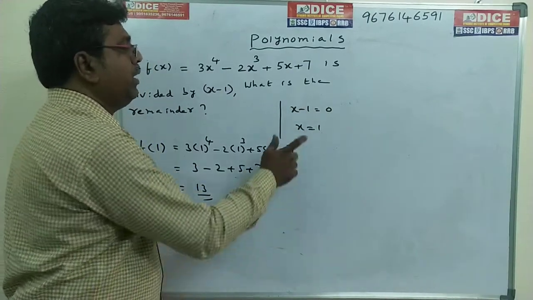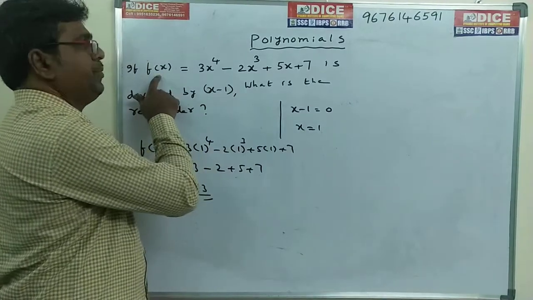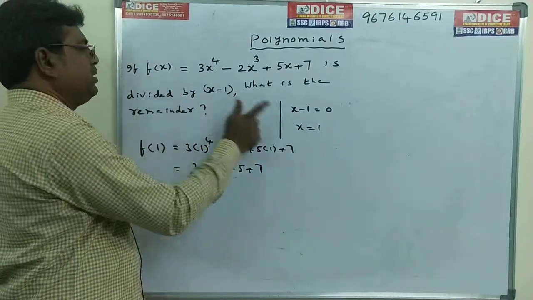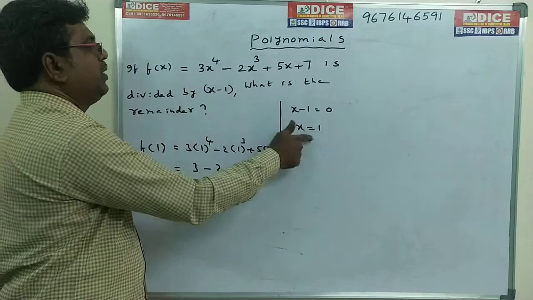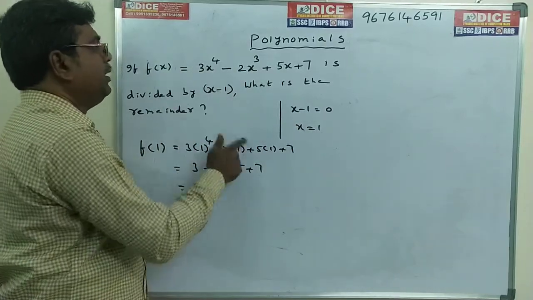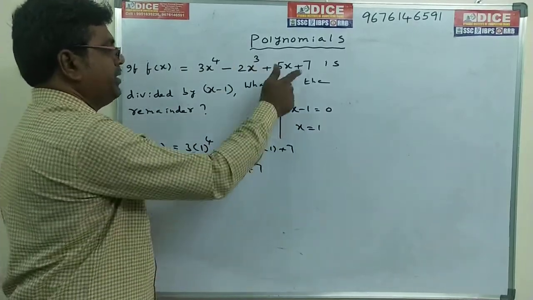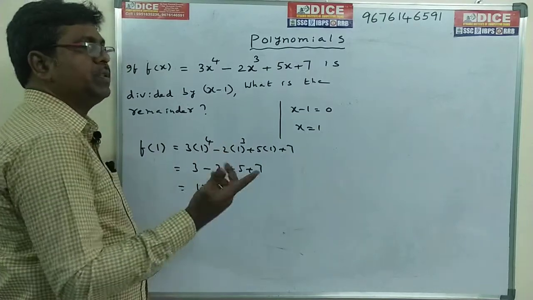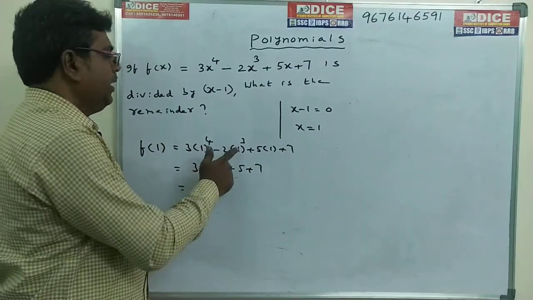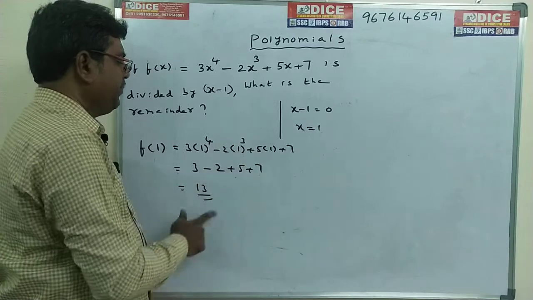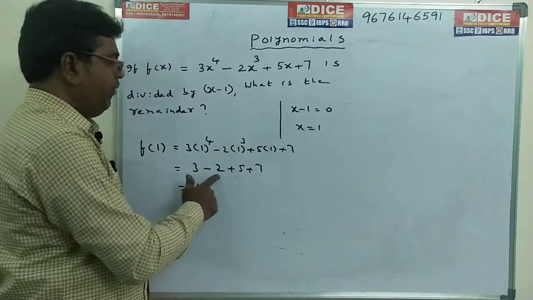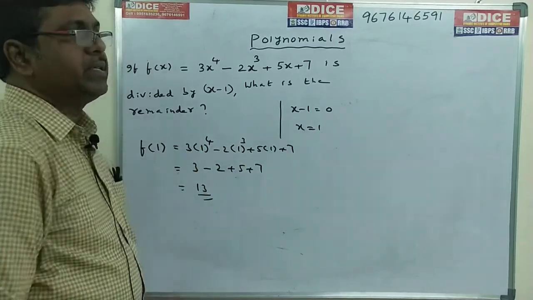What is the value? Substitute this value in this function. So in the place of x you can take 1, as 3 into 1 to the power of 4 minus 2 into 1 cube plus 5 into 1 plus 7. So 1 to the power of 4 means the value becomes 1 only. 3 into 1 is 3, here minus 2, here 5 plus 7. 7 plus 3 is 10, 10 plus 5 is 15, 15 minus 2 is 13. So the remainder is 13.